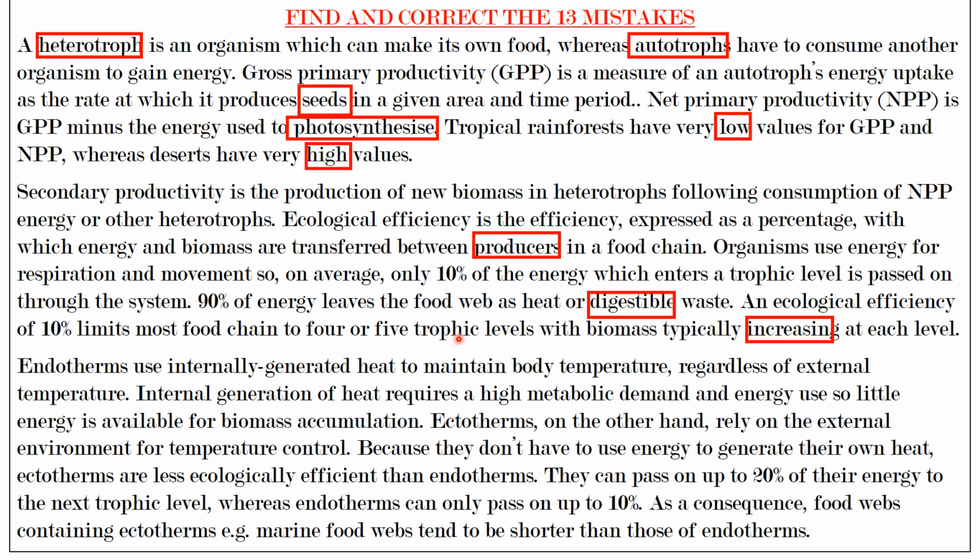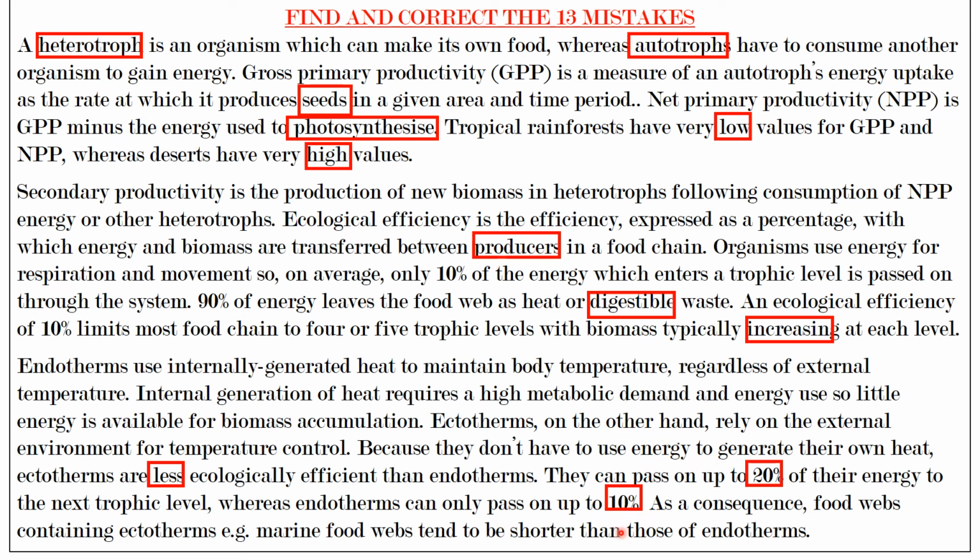Endotherms use internally generated heat to maintain body temperature regardless of external temperature. Internal generation of heat requires a high metabolic demand and energy use, so little energy is available for biomass accumulation. Ectotherms, on the other hand, rely on the external environment for temperature control. Because they don't have to use energy to generate their own heat, ectotherms are less ecologically efficient than endotherms. That should be more. They can pass on up to 20% of their energy. No, that should be 15. 15% of their energy to the next trophic level, whereas endotherms can only pass on up to 10%. That's a wee bit high, 7%.